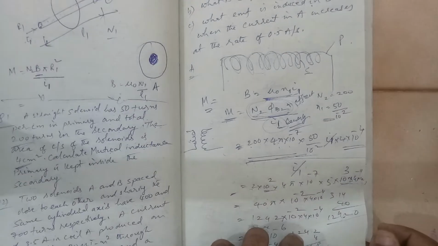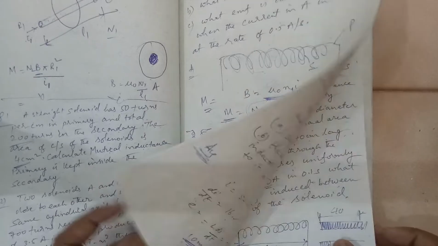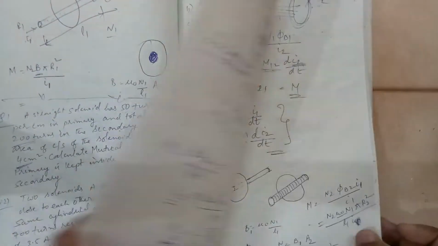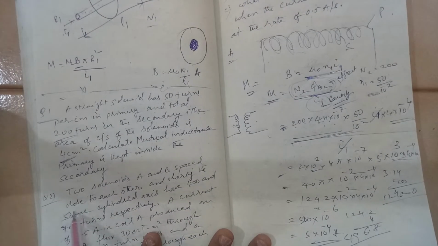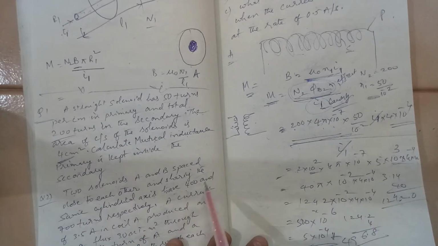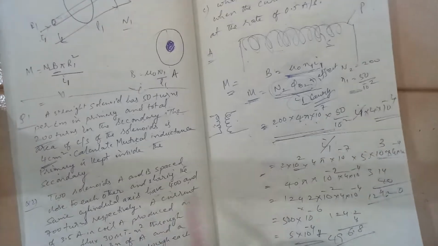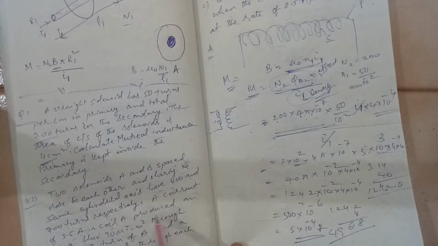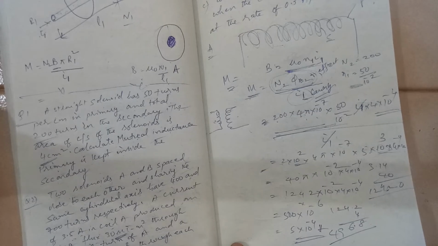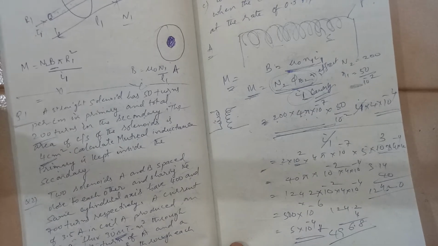So let us move to the next question. I've already consumed the papers, let us move to a fresh page. Two solenoids A and B spaced close to each other and sharing the same cylindrical axis, having 400 and 700 turns respectively. A current of 3.5 amps in coil A produced an average flux of 30 Newton meter square, and this is the flux in B.